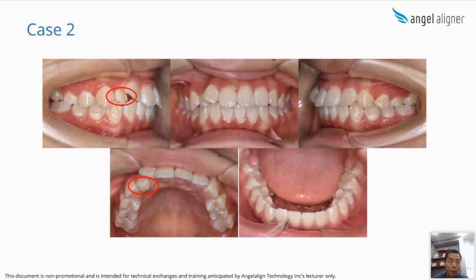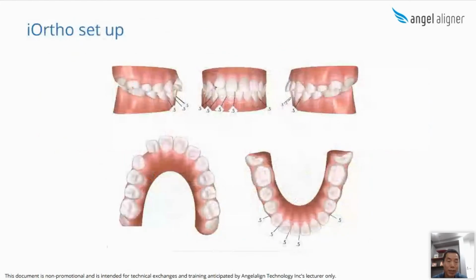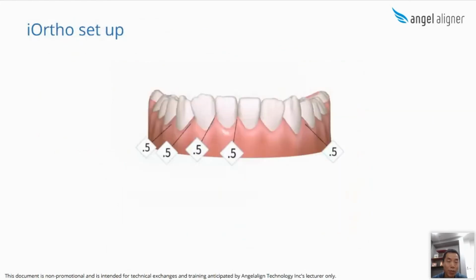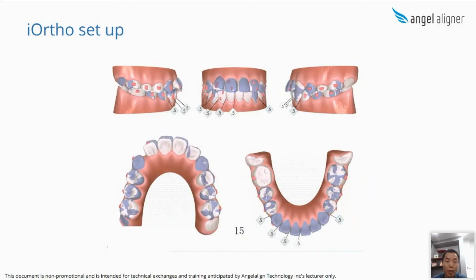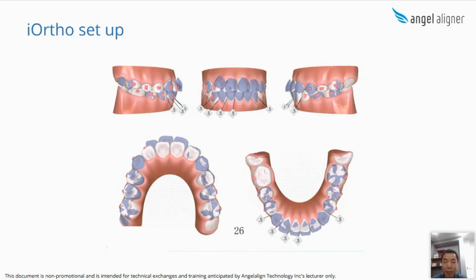Another case, there is a supernumerary tooth here. So the treatment plan: we extract these teeth, close the space, and retract upper and lower incisors to improve the protrusion of the profile. This is an IOS setup. You can see IPR designed in the lower arch to create space for the retraction and the intrusion of the lower anterior teeth.